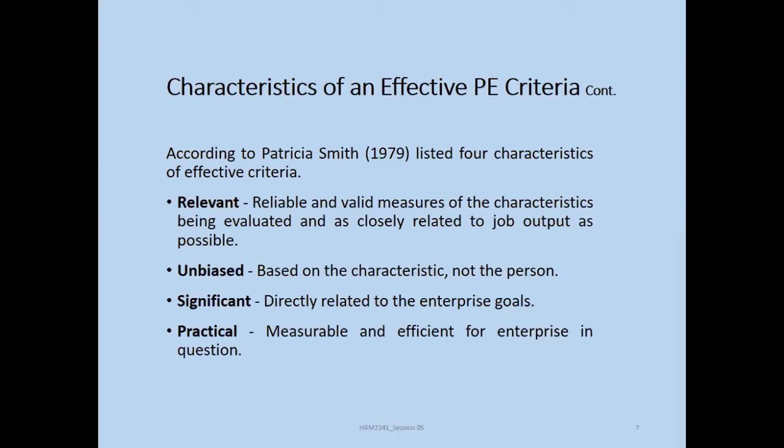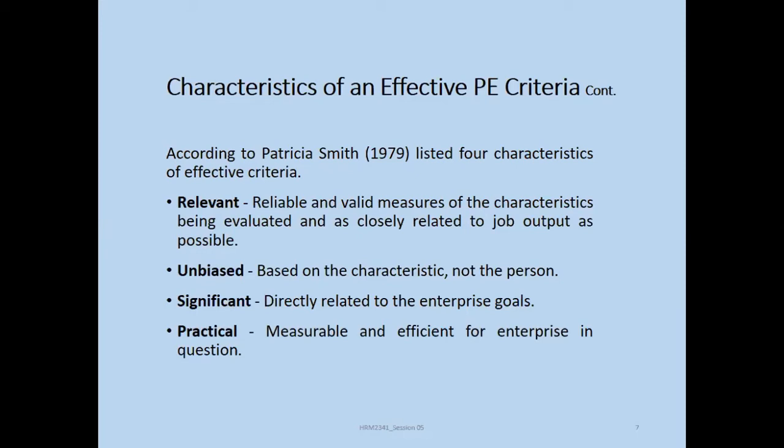The 6 main characteristics we can summarize. The first one is relevant. It should be closely related to the job output. The second one is significant, directly related to the organizational goals. The third one is sensitivity. It means the performance evaluation criteria should be able to reflect the difference between high performers and low performers. The fourth one is practicability. Practical means any criteria should be measurable and accessible.